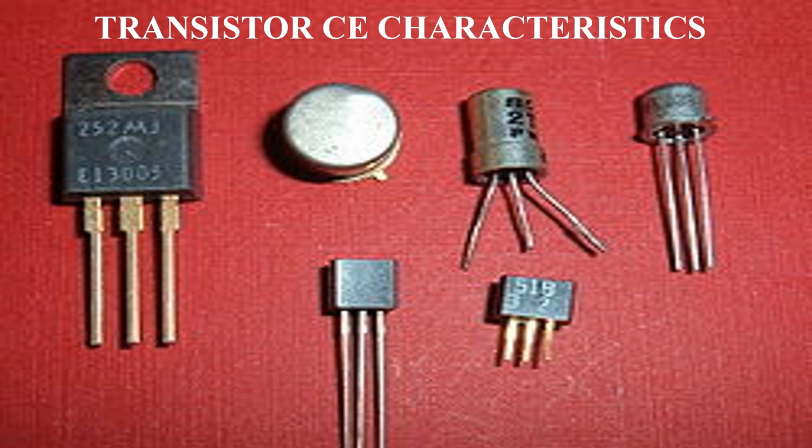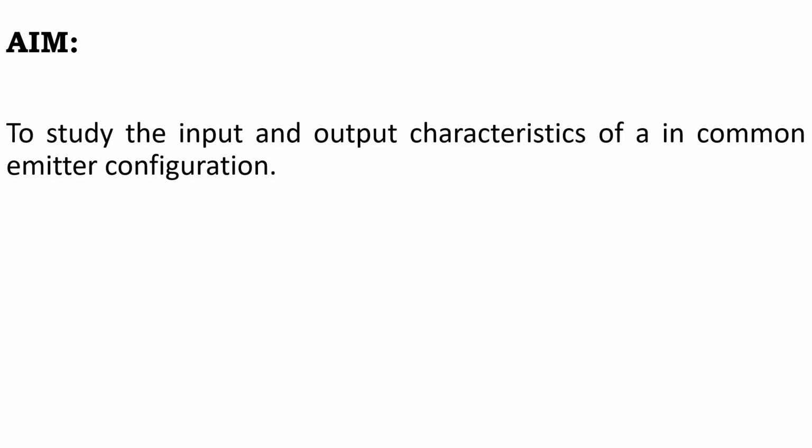Transistor CE characteristics. The common emitter configuration of a bipolar transistor is the most commonly used setup for amplifiers and switching circuits due to its ability to provide high voltage and current gain. In this configuration, the emitter is common to both input and output sides. Aim: to study the input and output characteristics in a common emitter configuration.